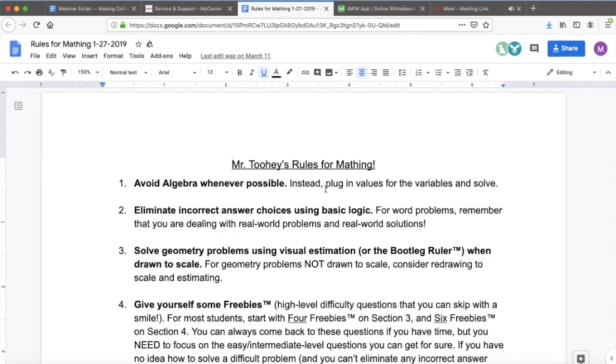All right, and I would love it if Simon, I'm going to put up the rules for mathing, the first 2 rules. I would love it if you read rule number 1 and 2 for us real quick. We're going to review those, then we're going to jump into some questions today from the homework. Rule number 1, avoid algebra whenever possible.